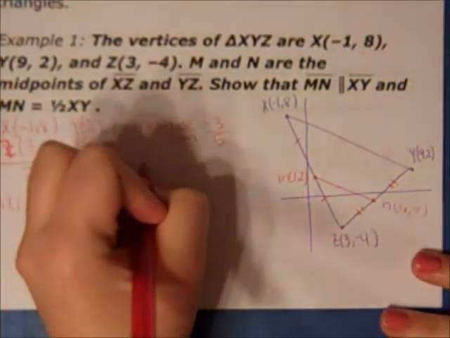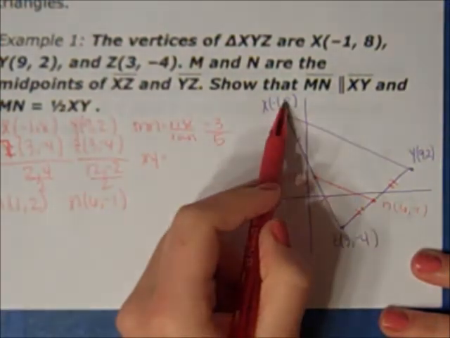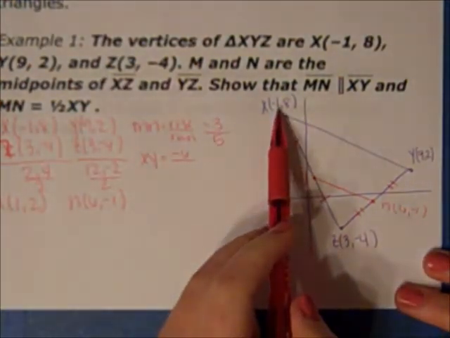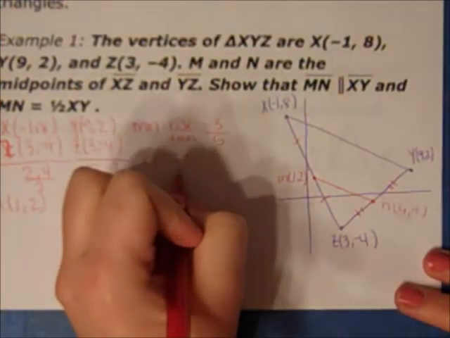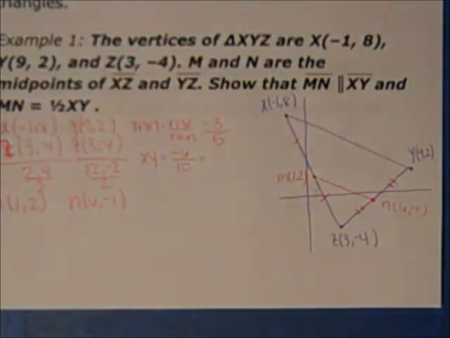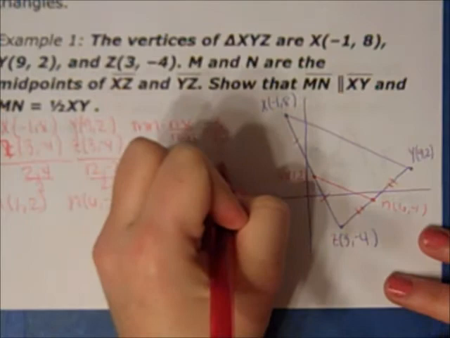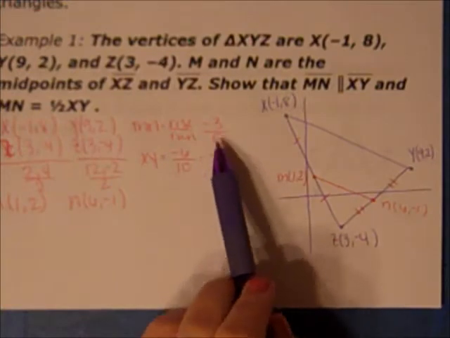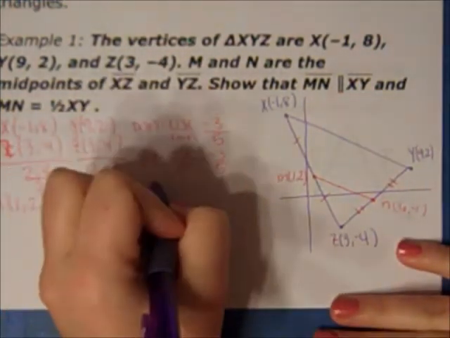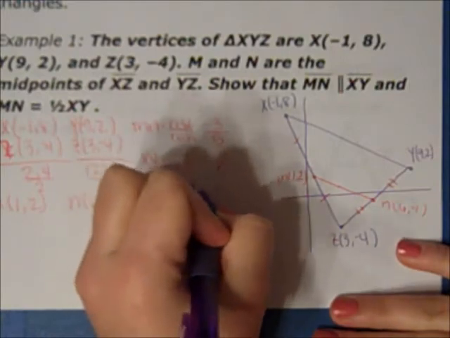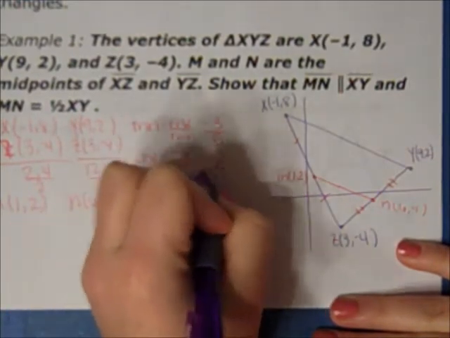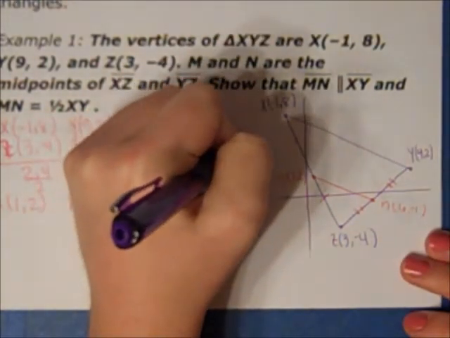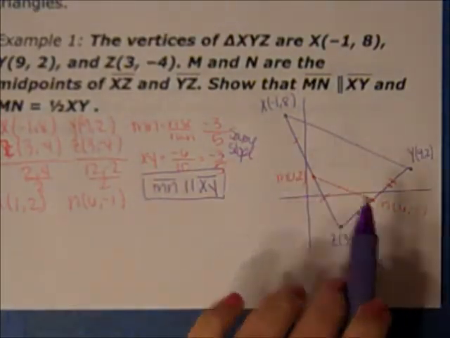I'm going to do the same thing for XY. So from 8 down to 2, I went down 6 places. And from -1 all the way over to 9, I went over 10 places. So when I reduce that, that reduces down to -3/5 as well. So you know that if things have the same slope, that must mean they're parallel. So I just proved that MN is parallel to XY by proving that they have the same slope. Okay, so halfway done, these two lines are parallel.